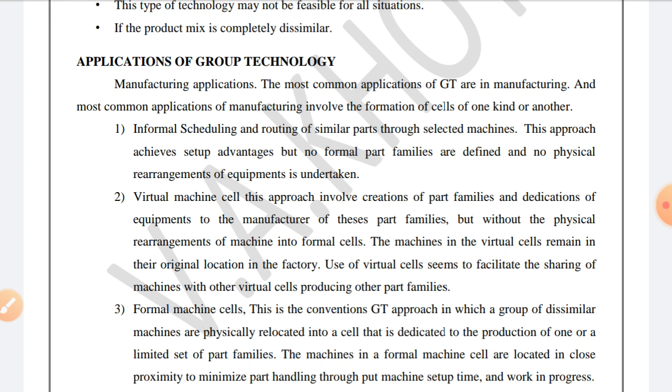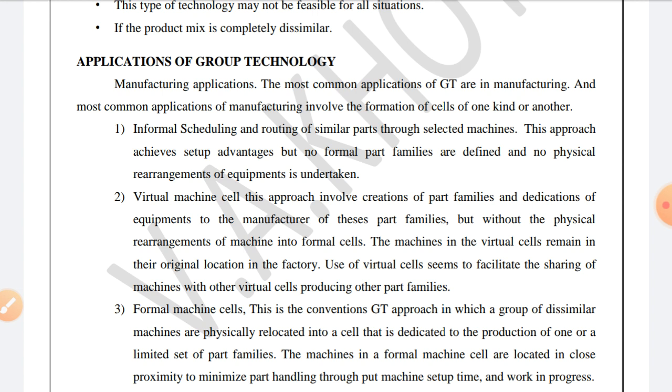In the previous class we discussed what group technology is, and its advantages and disadvantages. Today we are discussing applications of group technology. You already know the meaning of group technology: making groups of components for manufacturing, based on similarity in shape, size, and geometry.